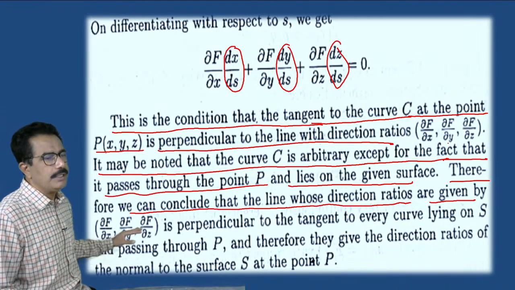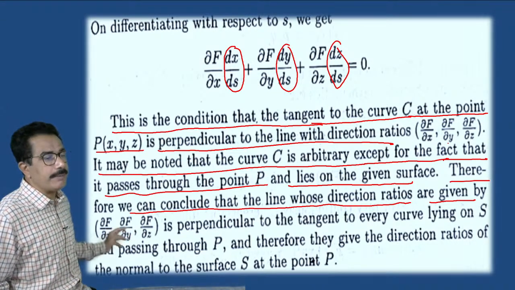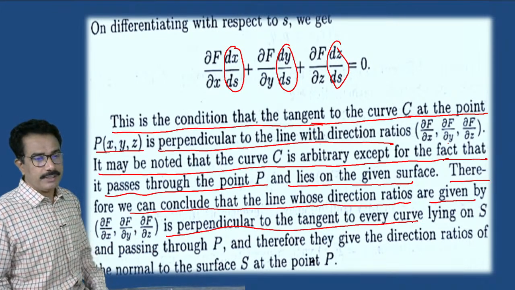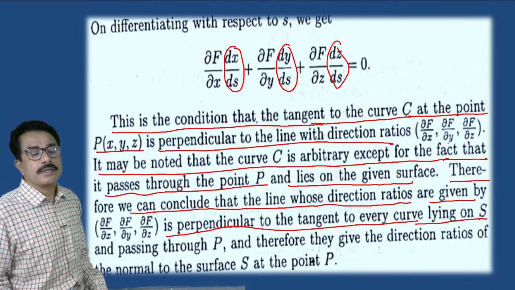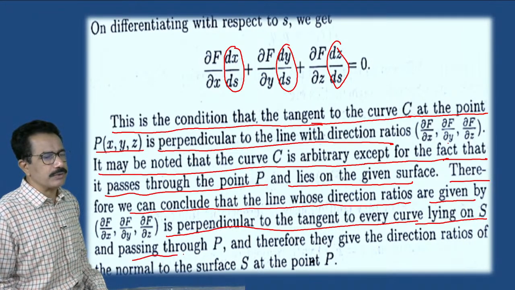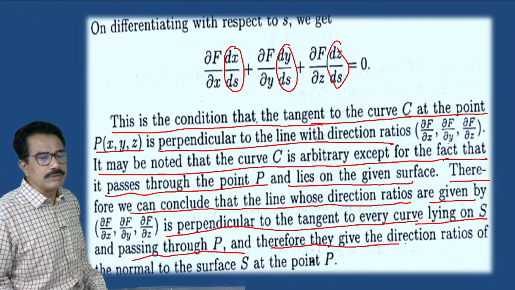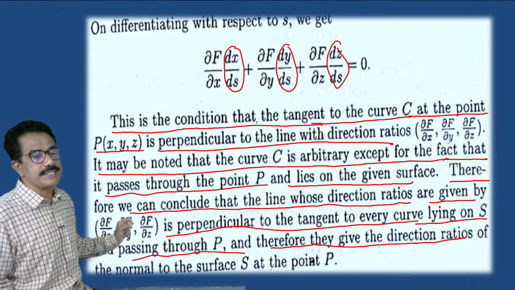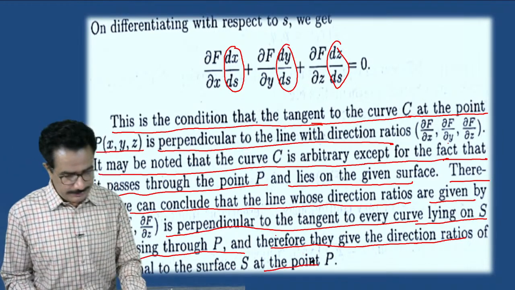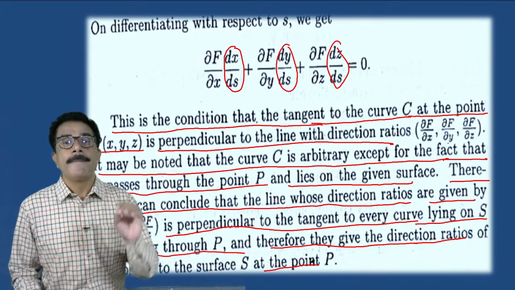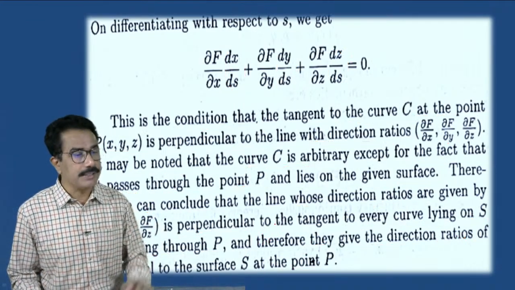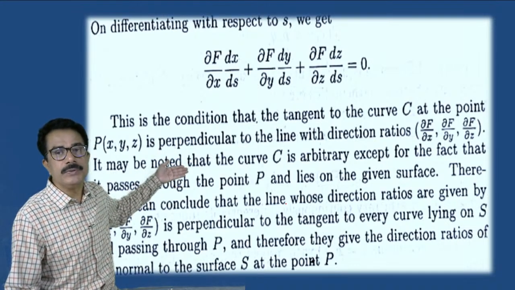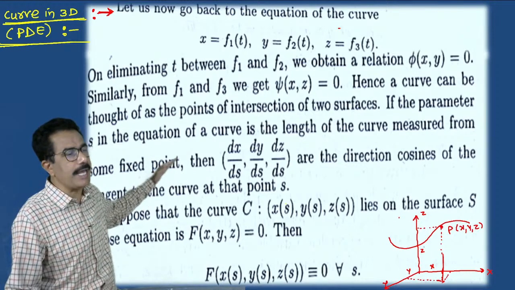suppose the direction ratios are given by, we can consider A, B, C, is perpendicular to the tangent for every curve lying on S and passing through the point P. Therefore, they give the direction ratios of a normal to the surface at the point P. So these are the basic idea or the relation. In this way we can relate the concept of a partial derivative and the curve in 3-dimensional geometry.